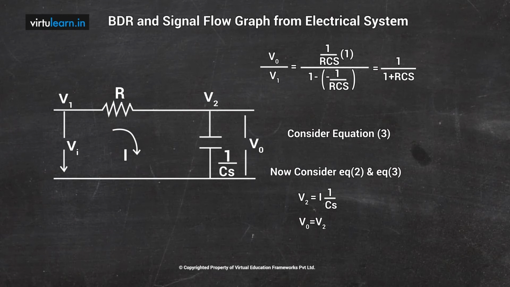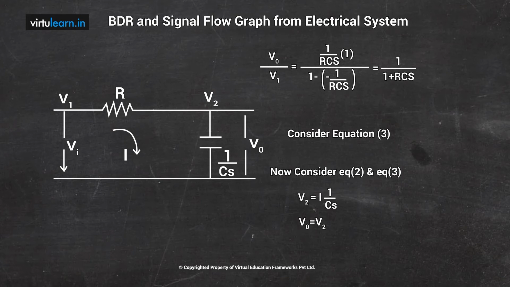So the input node is Vi, followed by the node I, the next node is V2, and the next node is V0. We have only one feedback, from V2 to I, and we have all the gains. From Vi to I we have 1 by R, from I to V2 we have 1 by Cs, and from V2 to I we have minus 1 by R. Similarly from V2 to V0 we have 1.